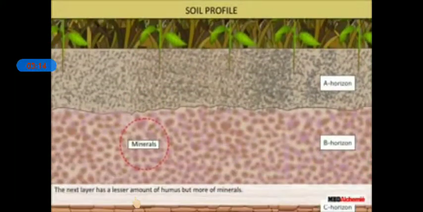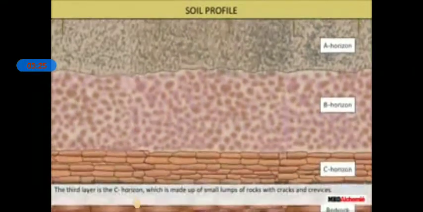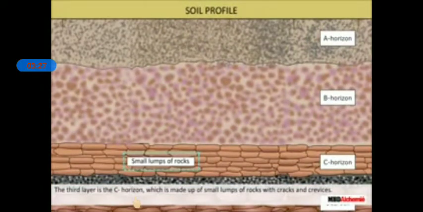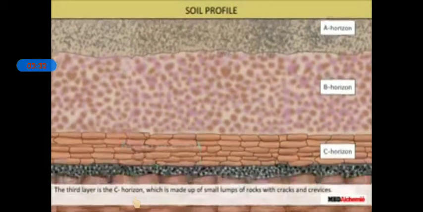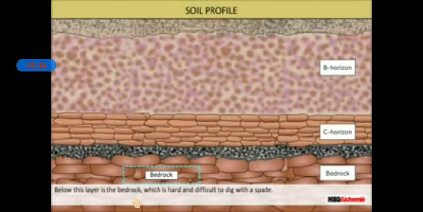The next layer has a lesser amount of humus but more of minerals. This layer is generally harder and more compact and is called the B horizon or the middle layer. The third layer is the C horizon, which is made up of small lumps of rocks with cracks and crevices. Below this layer is the bedrock, which is hard and difficult to dig with a spade.